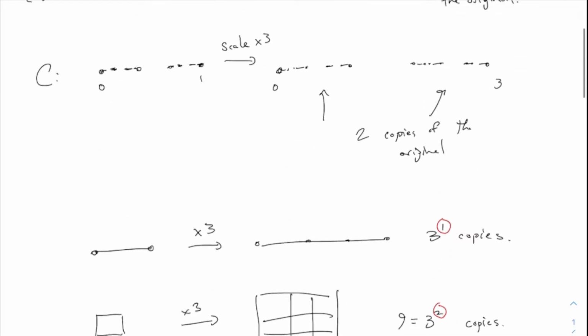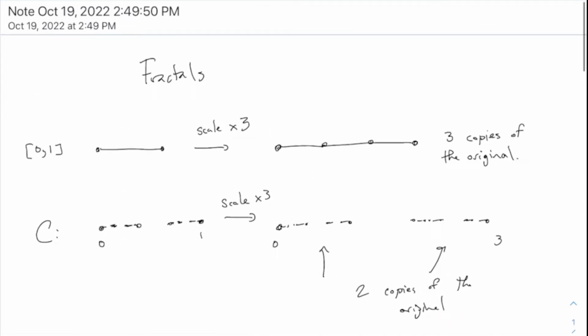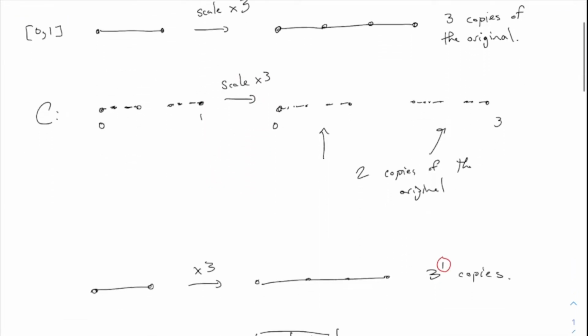Now the Cantor set is inconvenient to scale by things other than multiples of 3, because if you scale it by some other amount, you won't clearly be able to count how many copies of the original you end up with. So it's most convenient to talk about scaling by a factor of 3 for the Cantor set.